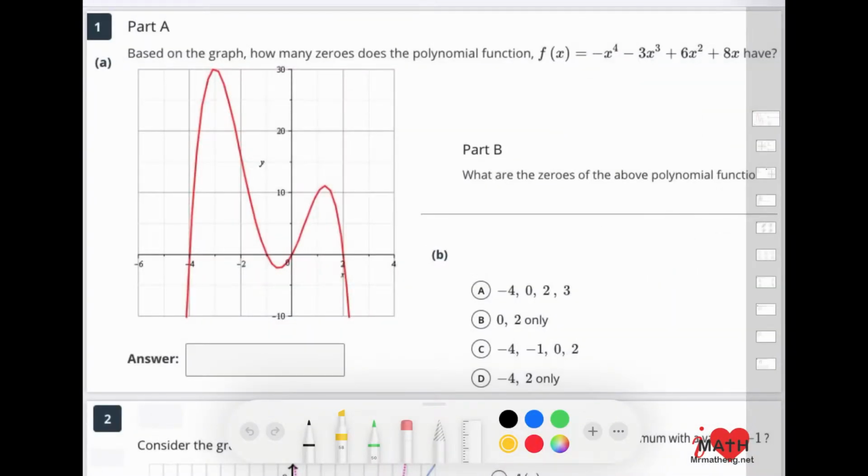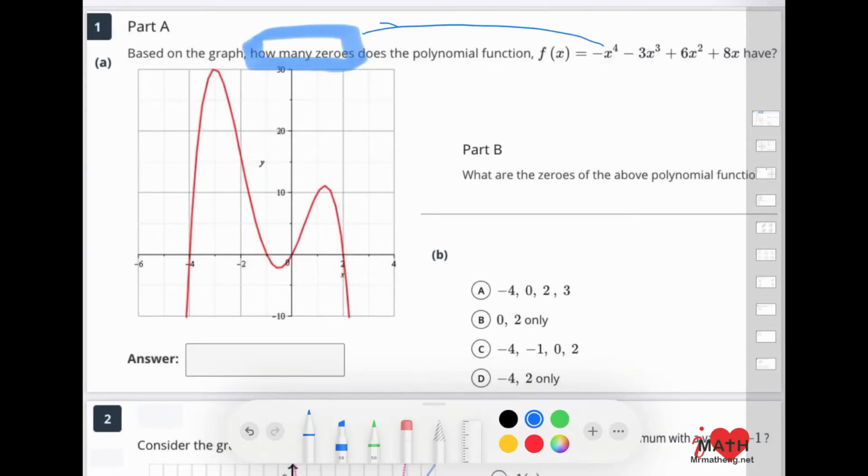All right, Integrated Math 3, quiz number 7, taken December 2nd, 2020. Question 1a, based on the graph, how many zeros does the polynomial function have? I'm going to answer this question in multiple ways, and I don't even need to use the graph. So, how many zeros?